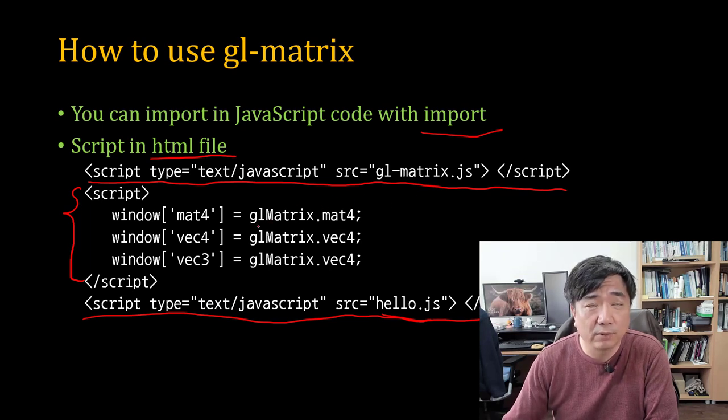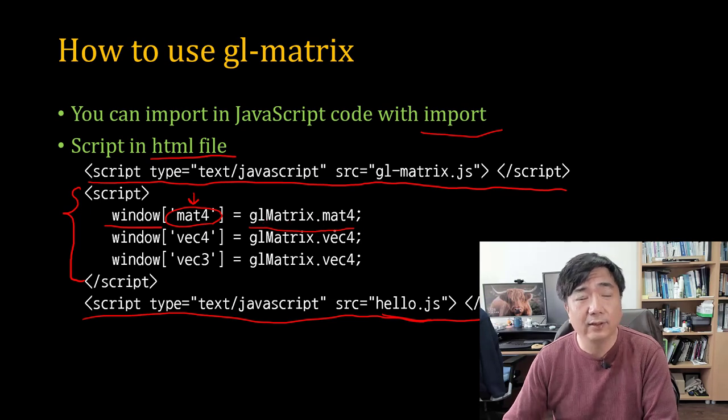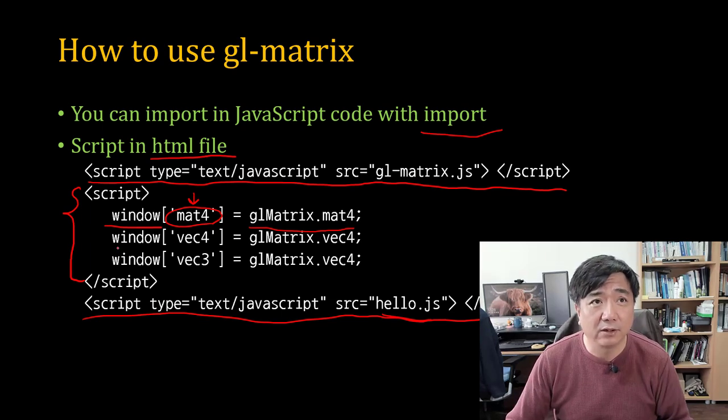But the methods should start with this prefix, so gl-matrix.mat4.create something. It is quite a long name. So if we want to use the short name mat4, then we can add this command, window with array. Then we can use mat4 instead of gl-matrix.mat4. Okay, so it is quite a convenient tool.